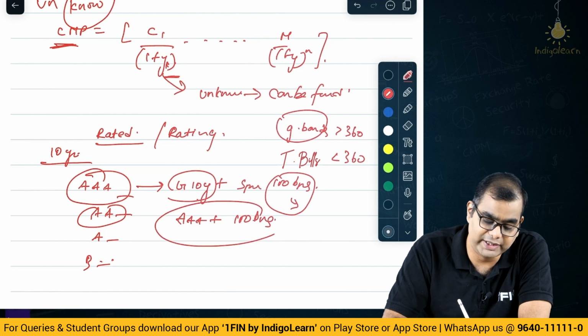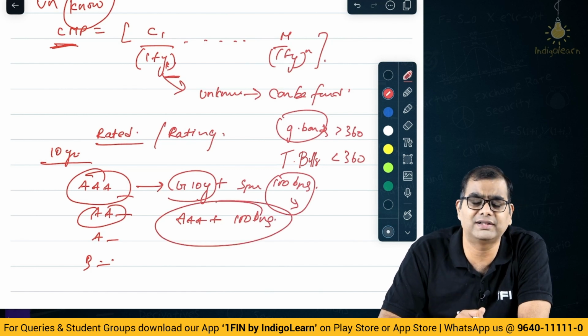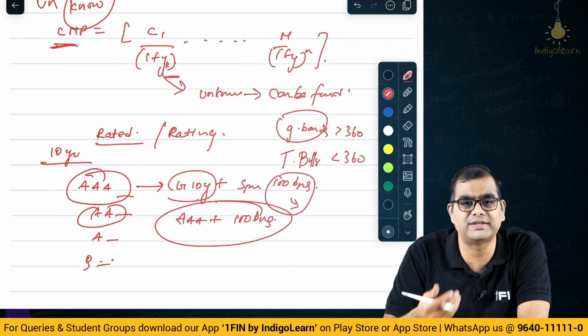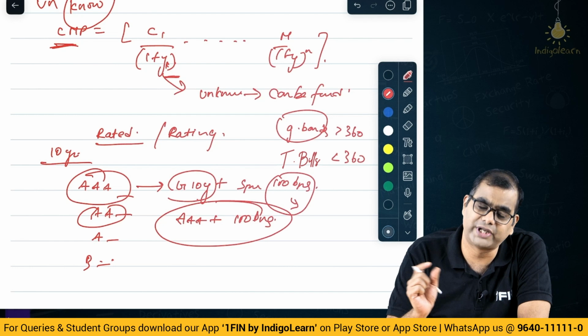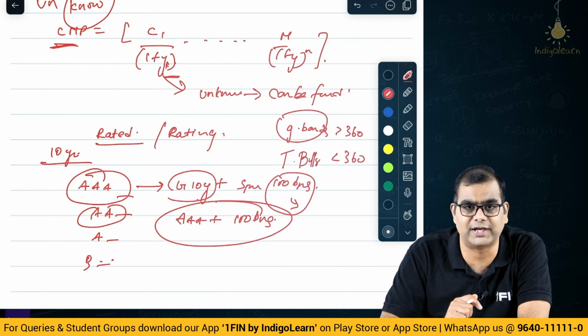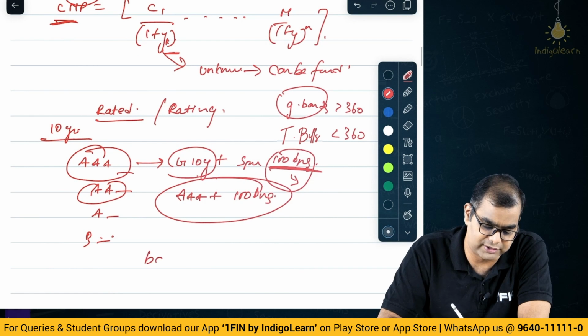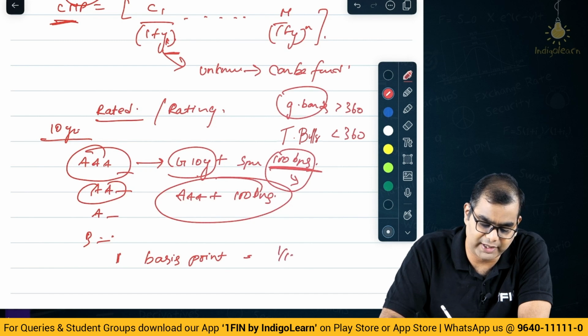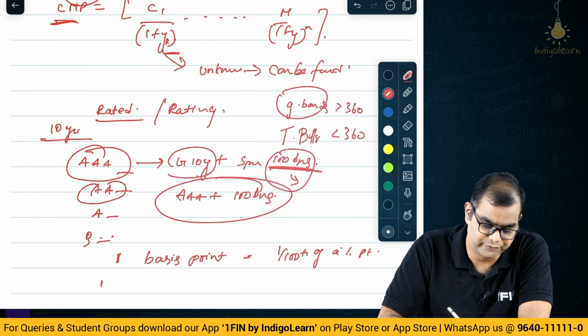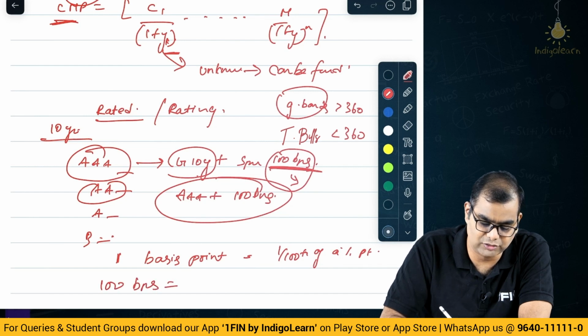Something like that. So in the market, whatever the current security ratings are, you look at comparable securities, securities which have very similar rating or higher rating, lower rating, you take those ratings and then you add a spread to that. Spread is in basis points. What is a basis point? 1 basis point is equal to 1 by 100th of a percentage. That is, 100 bips is equal to 1 percentage.